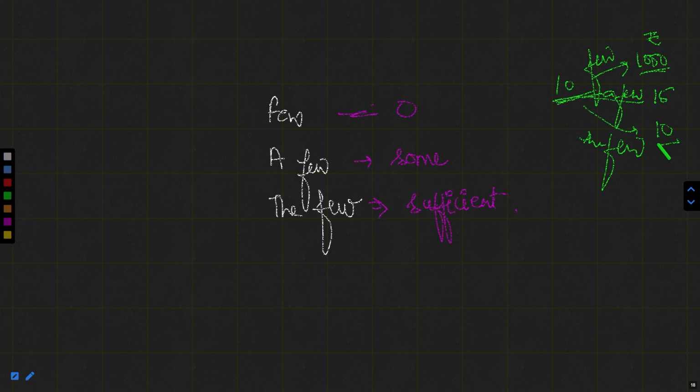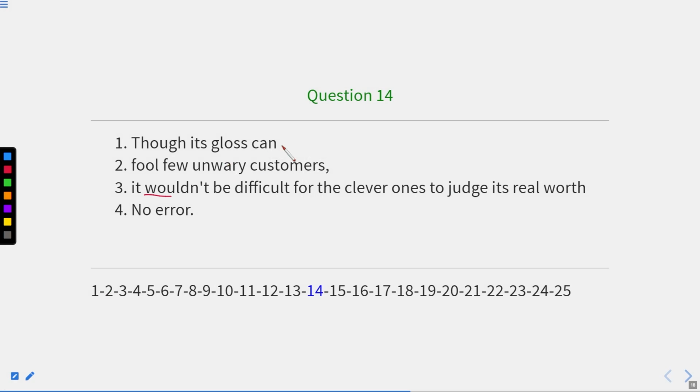Okay, so this condition in which I have only 10 rupees, whereas the thing which I want to buy is of rupees 1000, that means my 10 rupees will be of no value over there. So that means few. Okay, so according to this, we are talking about some customers. So this few should be replaced with a few. Okay, so the error will be in part 2 or in second part of the sentence. So the correct answer will be a few.